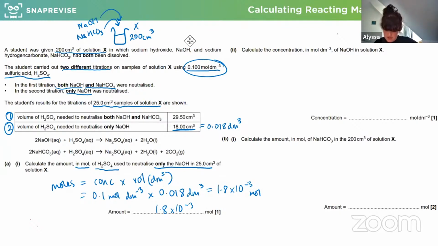Otherwise, it then says calculate the concentration in moles per decimeter cubed of sodium hydroxide in solution X. Because this is the volume of sulfuric acid, we've been given a volume and a concentration of sulfuric acid, and they want us to know the moles of sulfuric acid. We actually only need to use those values for sulfuric acid. You're very right in recognizing we might need to use the ratio, but not for the sulfuric acid, because all the information is just about sulfuric acid, so that's fine.